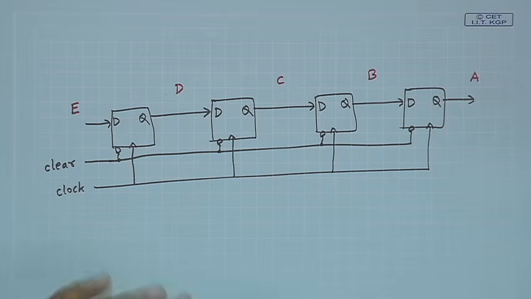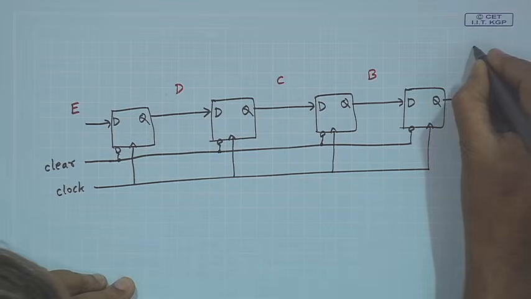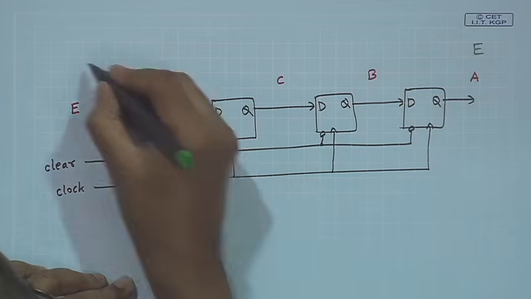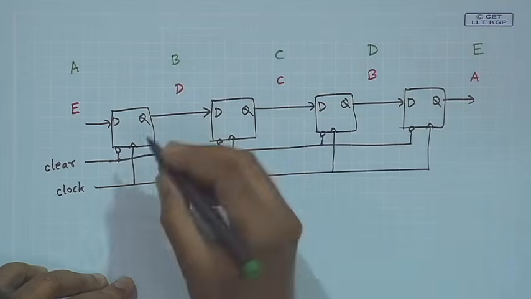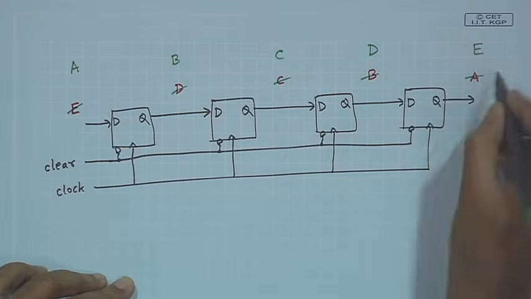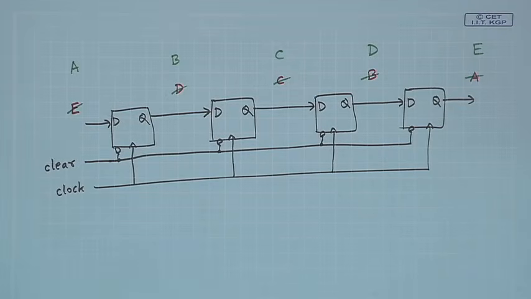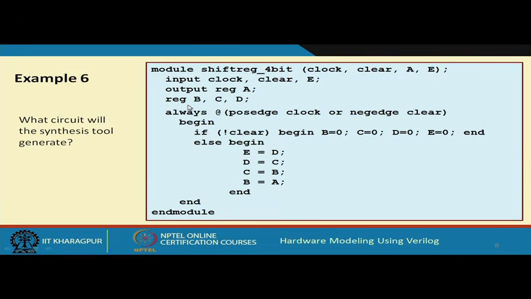You can either do it like this or in the previous way, that will be easier. Let us keep it in the previous way. Let us call this E, this A, then this will be B, this will be C, this will be D. It really does not matter. Here the intermediate points B, C, D we are declaring as reg. Now, in the block we are saying always at positive edge clock or negative edge clear. So, whenever either there is a clock going high or a clear is becoming 0, you enter this block.